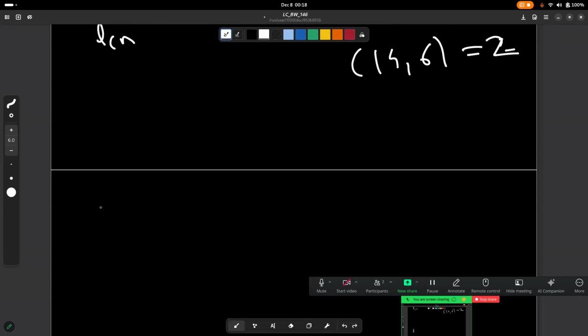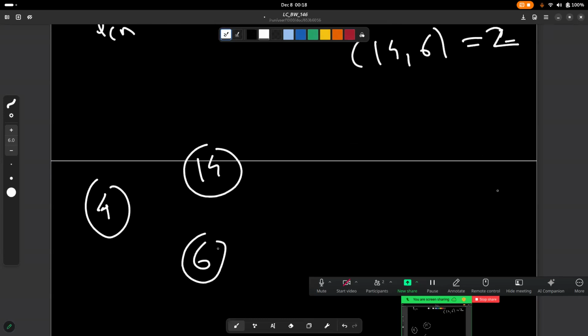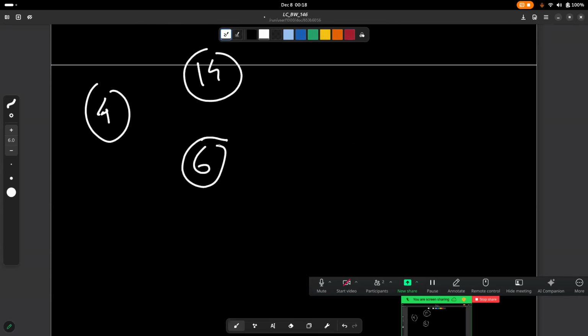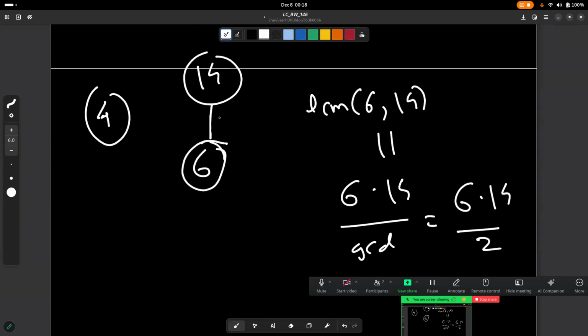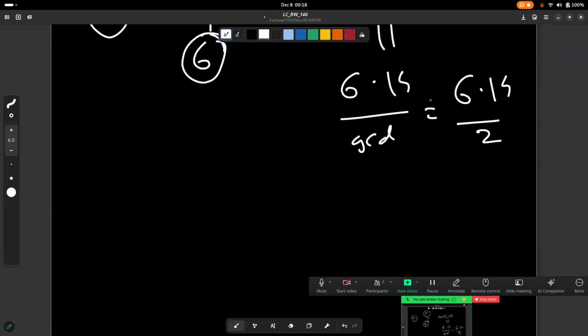Now consider adding an edge between them. So this is your 4, this is your 14, and this is your 6. What we are saying is, if I can add an edge from 6 to 14, what will be the cost of this edge? Well, the cost will be the LCM of 6 and 14. But we know that LCM can be represented as x into y divided by the GCD, which is 6 into 14 divided by 2. Let's just say that we can indeed add this edge. In that case, this edge will have a weight of 6 into 14 divided by 2.